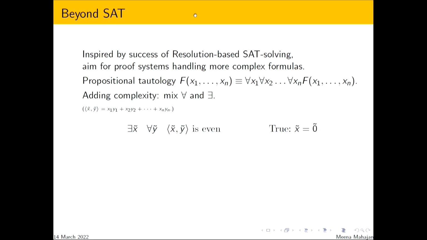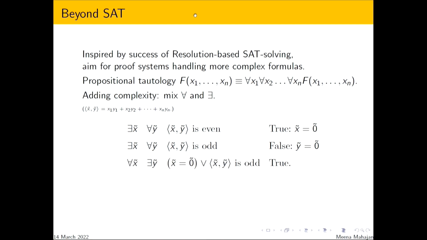So here's a simple example. If I say there exists a value to the x's, x1, x2 to xn, such that no matter how I set y, the inner product is even, this is a true statement. I just set x to 0, then for every y, xy is even. But if I change this around, there exists x such that for every y, xy is odd, then this is false, because if you set y to 0, then you're always getting a value 0. Now I change the x to universal, and the y from for every to existential, and I put in a statement like this. Well, this statement is true.